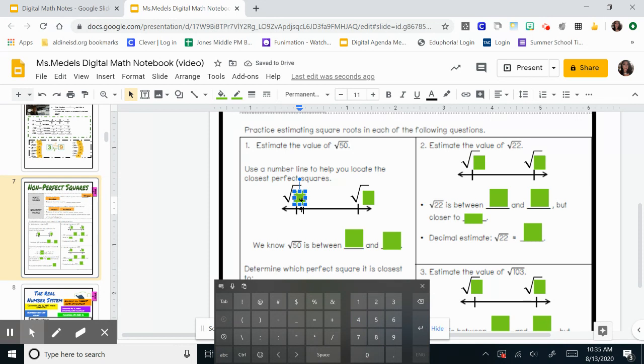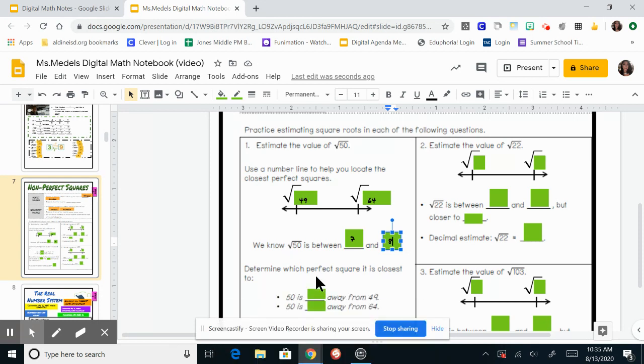Of course, I've told you in previous videos, if your number does not fit, you simply need to make your boxes bigger. So the square root of 50 is going to be somewhere between the square root of 49 and the square root of 64. We know that the square root of 49 is 7, and the square root of 64 is 8. So we know that the square root of 50 is going to be somewhere between 7 and 8.